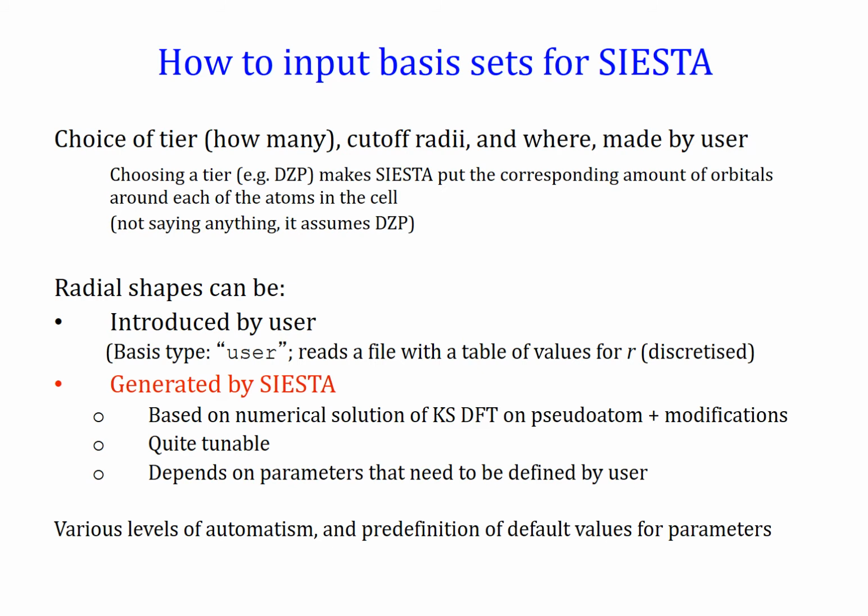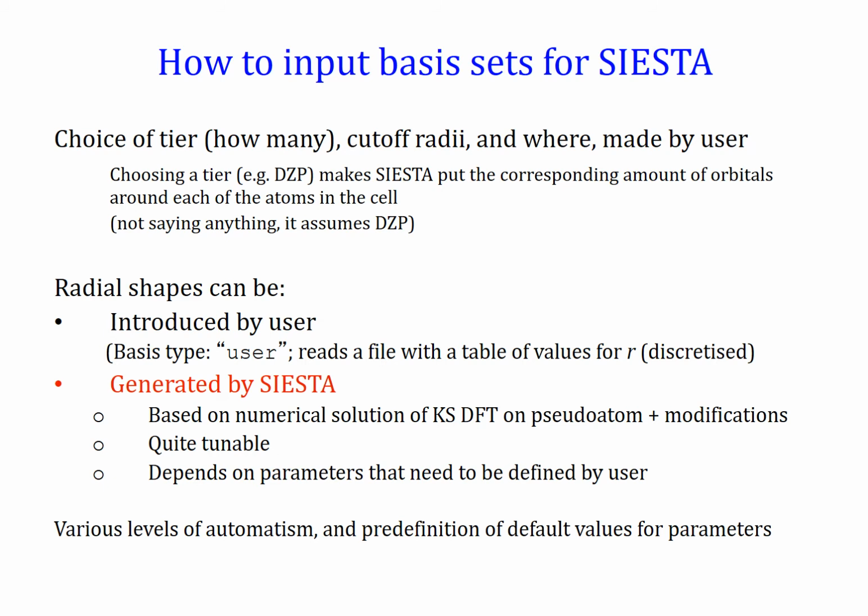For instance, when choosing a DZP, it immediately understands that you want a given amount of orbitals in the different positions of the different atoms. And even if you don't say anything at all, it assumes a DZP. So if you want a minimal basis, then you would have to say single zeta, single Z.